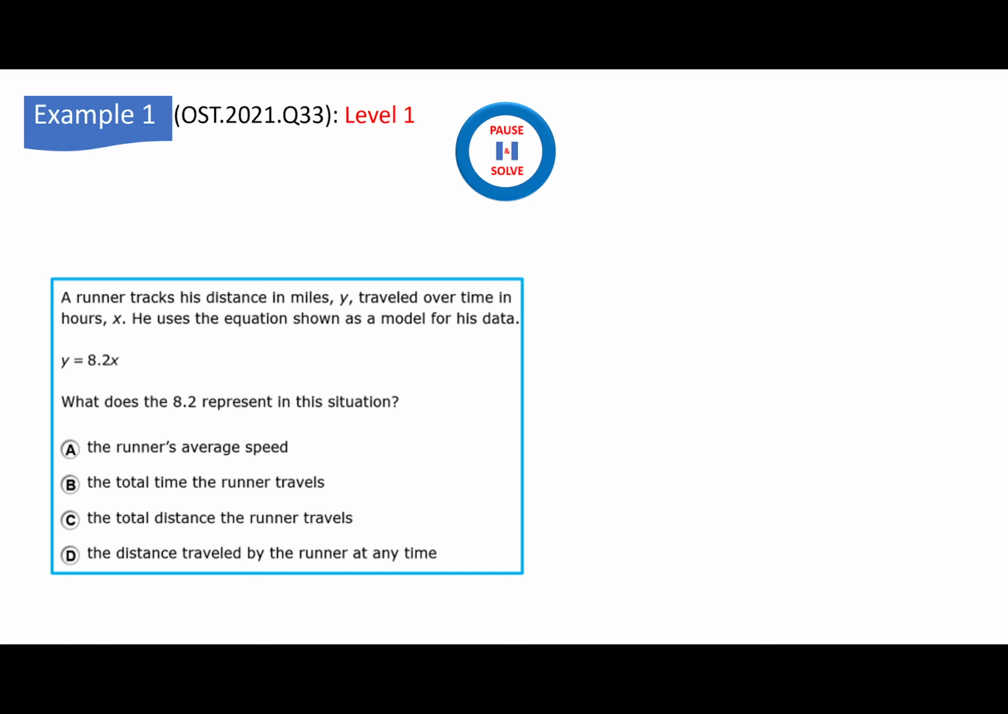Example 1. In this example, a runner tracks his distance in miles, y, traveled over time in hours, x. He uses the equation shown as a model for his data: y equals 8.2x. What does the 8.2 represent in this situation? The options given are: the runner's average speed, which is really the answer; the total time the runner travels, no, that's an equation; the total distance the runner travels, no; the distance traveled by the runner at any time, no.